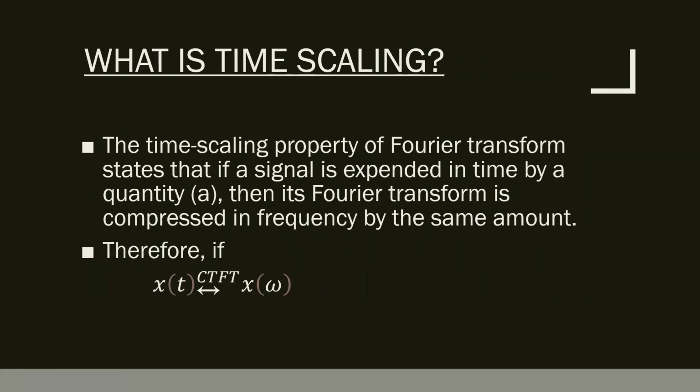Basically, scaling is of two types. Now, here we dive into time scaling exclusively. Time scaling is compression or expansion of a signal in time, and after scaling, the original signal will change. If a signal is expanded in time by a quantity of A, then its Fourier transform is compressed in frequency by the same amount. It is shown as x of t, when it undergoes Fourier transform, gives X of omega.